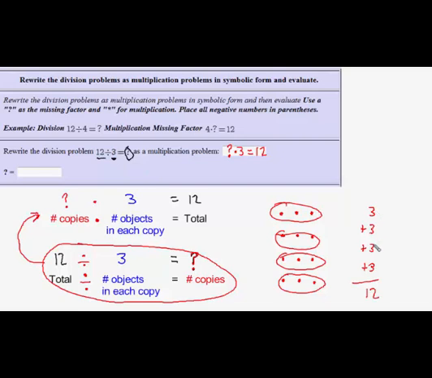Well, it would take 4 3's added together to make 12. So the answer to my question is that there's 4 copies of 3 things, or if you want, 4 copies of the digit 3 added together to make 12. So we would say that the question mark must be 4. 4 times 3 is 12, and 12 divided by 3 is 4.